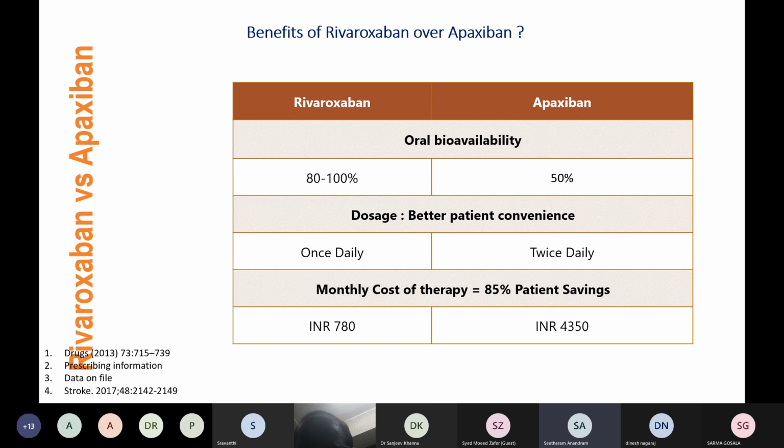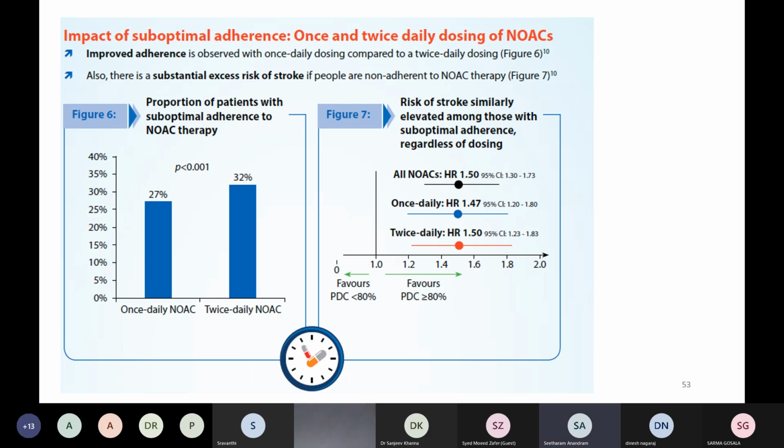Rivaroxaban over apixaban, again, not much to choose, both are equally effective, but apixaban is a twice daily regimen, and the issue is the cost, it's quite expensive. This slide shows the importance of once daily regimen as against the twice daily dosing of NOACs. As you can see, there is better compliance with a once a day drug than a twice a day drug, and also a better risk reduction of stroke with a once a day drug.